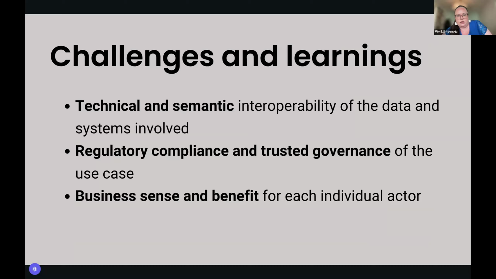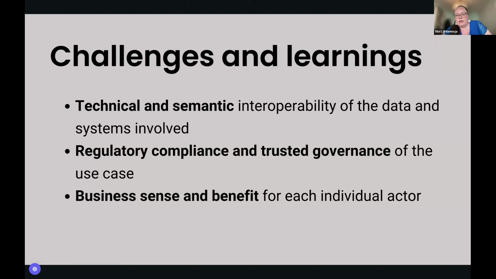So for obvious reasons, the AVR data is in certain types of formats. And we need to make it interoperate with the farm management information system that our farmer Peter uses. We also need to establish technical connectivity between the two intermediary services and their systems. On the other hand, we also needed to make sure that we're in compliance with the relevant regulatory frameworks, and that this use case is also governed in a trustworthy way.